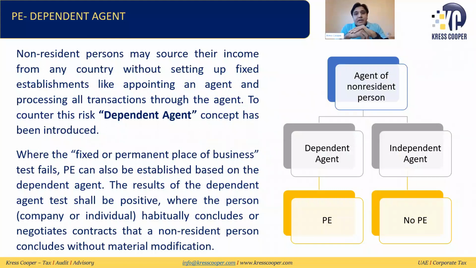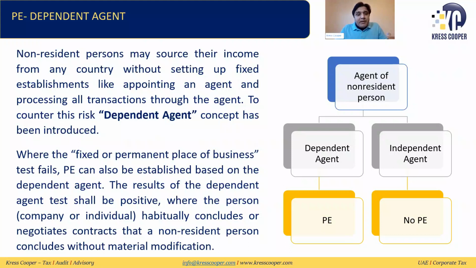Then dependent agent. So the first concept was basically a fixed permanent place of business. The second thing is an agent or person who habitually exercises or concludes contracts on behalf of the non-resident person in the UAE. So I just classified the agent. There can be two types of agent. It can be a dependent agent, it can be an independent agent, who is acting on behalf of the non-resident person.